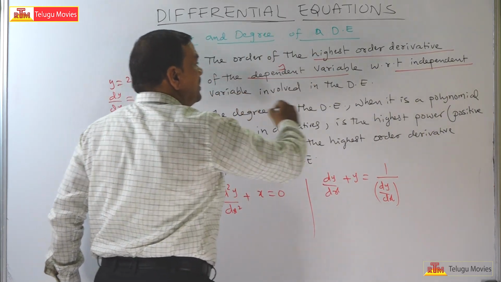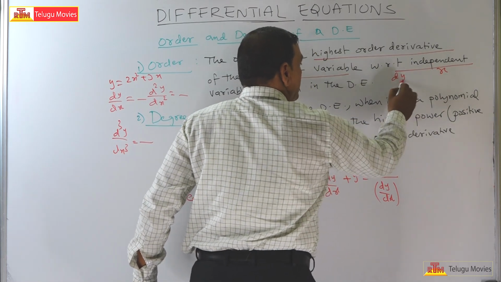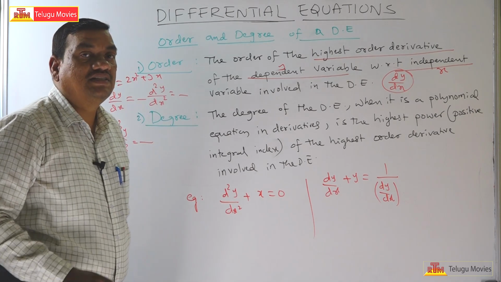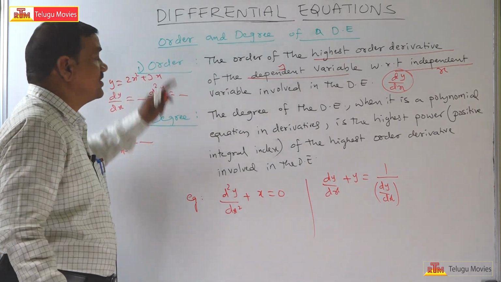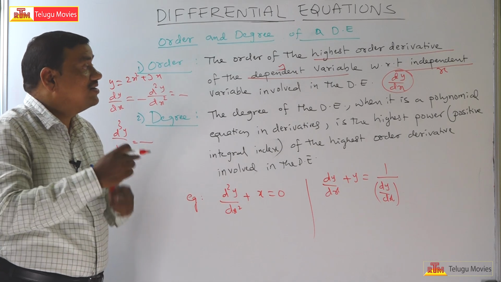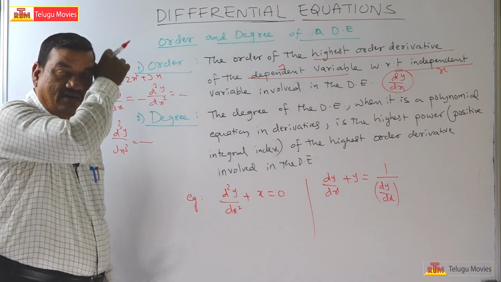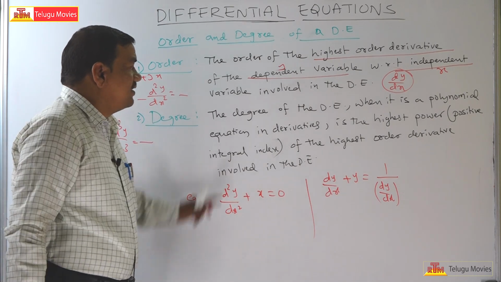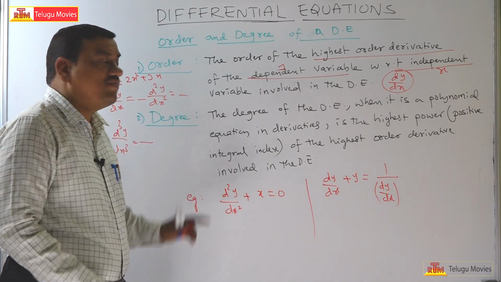Dependent means y. Independent means x. That means dy by dx. If dy by dx is there, then only you have to mention the order, not dx by dy. Understand here, dy by dx only should be there. Now, what about degree? The degree of the differential equation is a very important thing.